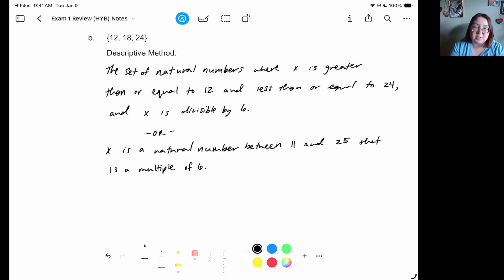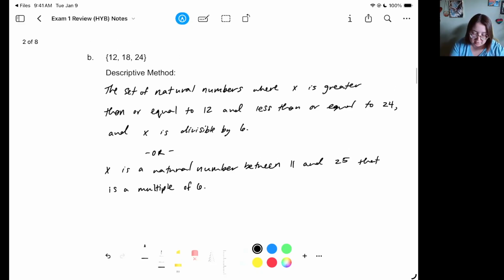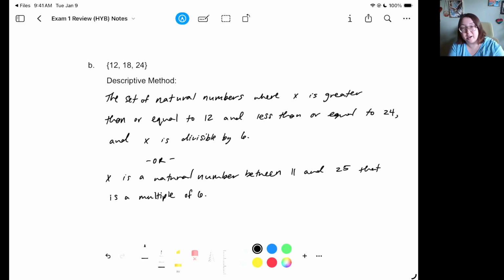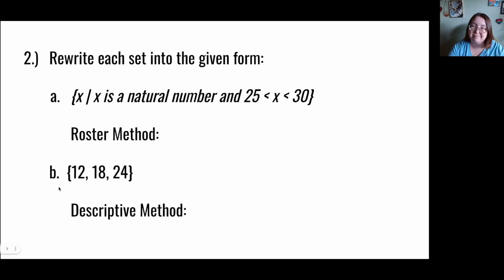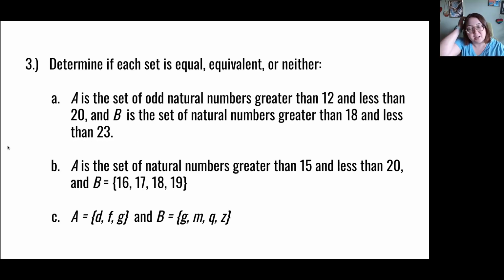So there we go. That's two different ways of using the descriptive method to describe our set. That was number 2. So let's go ahead and go on to number 3. For number 3, we're going to determine if each set is equal, equivalent, or neither.